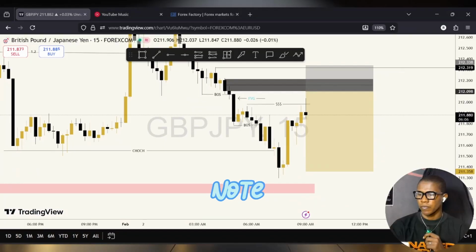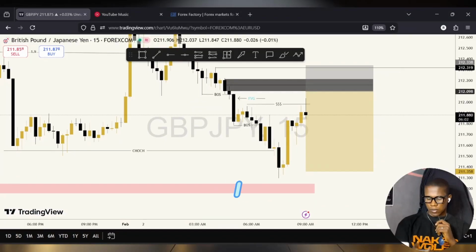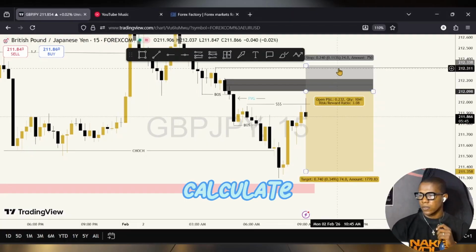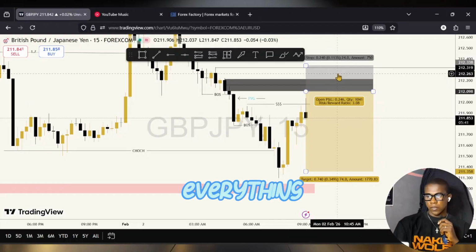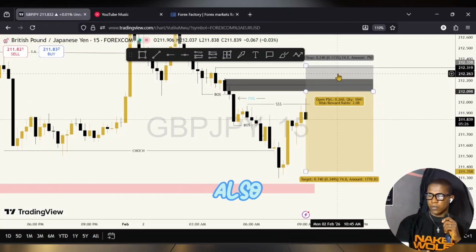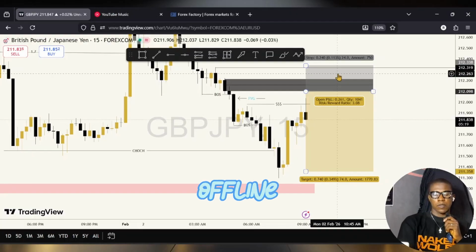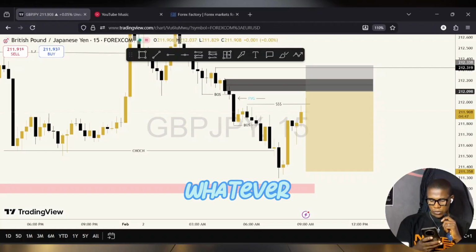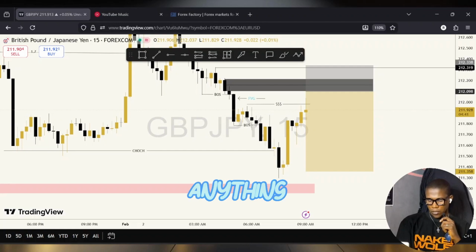Then, taking note of that, I went ahead to calculate my lot size and also calculate the pips and everything, get my entry, and also place my trade. At the same time, I journal it on my offline journal to make sure that I'm always in check of whatever my trade is doing or anything of that nature.